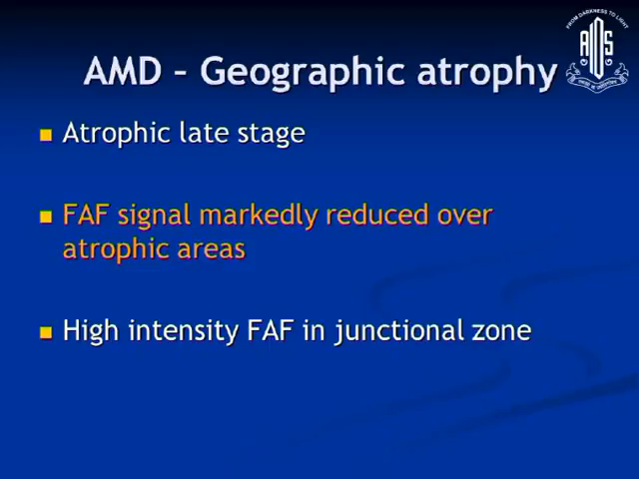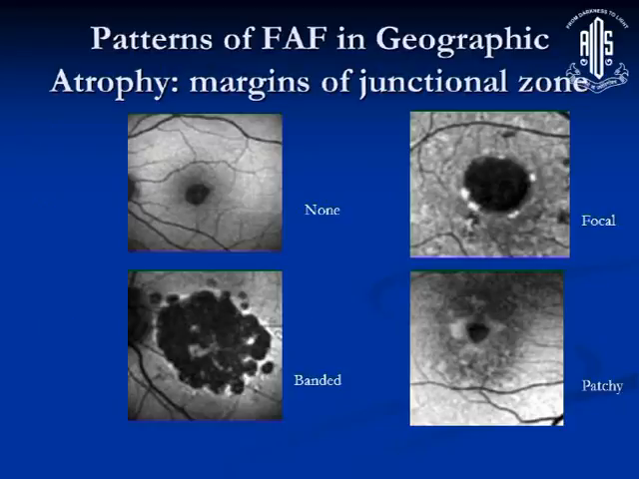Now let's come to geographic atrophy. We all know that it's an atrophic late stage of dry AMD. Now, FAF, as expected, would be markedly reduced over the atrophic areas, and there's high intensity FAF at the junctional zone.